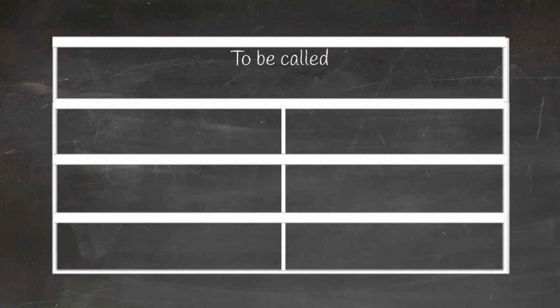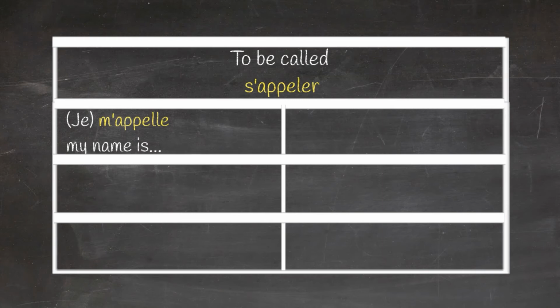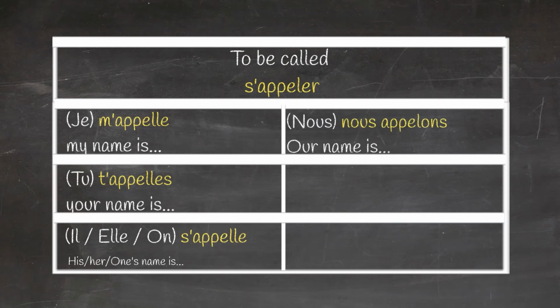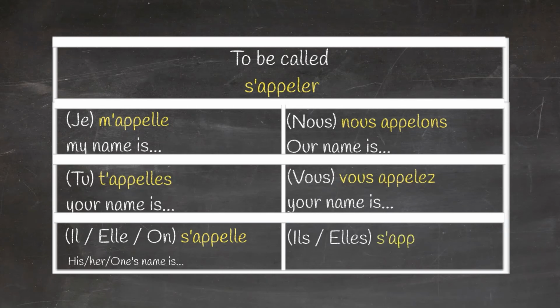Next one, to be called. S'appeler. Je m'appelle. Tu t'appelles. Il s'appelle. Elle s'appelle. On s'appelle. Nous nous appelons. Vous vous appelez. Ils s'appellent. Elles s'appellent.